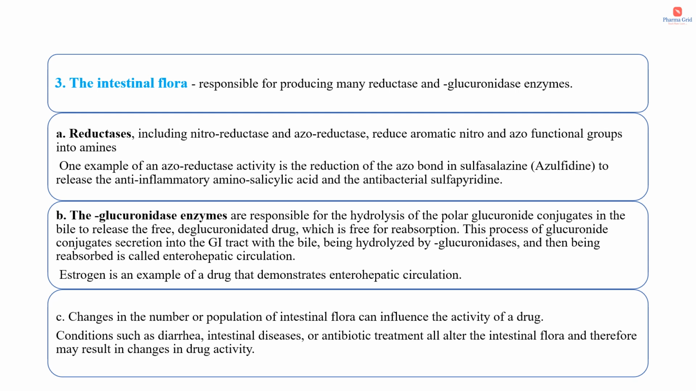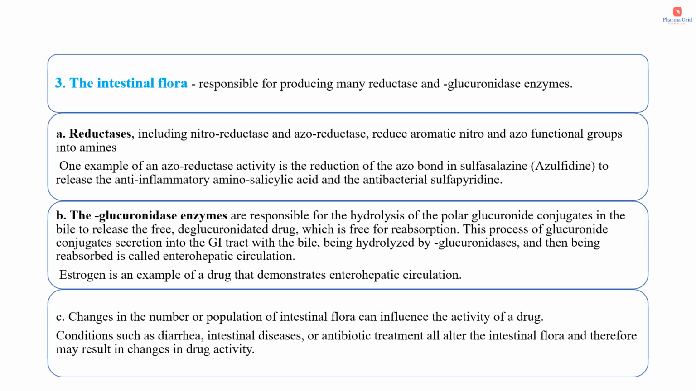So the next extrahepatic site is the intestinal flora. It is responsible for producing many reductase and glucuronidase enzymes. So the first one is reductases, including nitroreductase and azoreductase, which reduce aromatic nitro and azo functional groups into amines. One example of an azoreductase activity is the reduction of the azo bond in sulfasalazine to release the anti-inflammatory aminosalicylic acid and the antibacterial sulfapyridine.